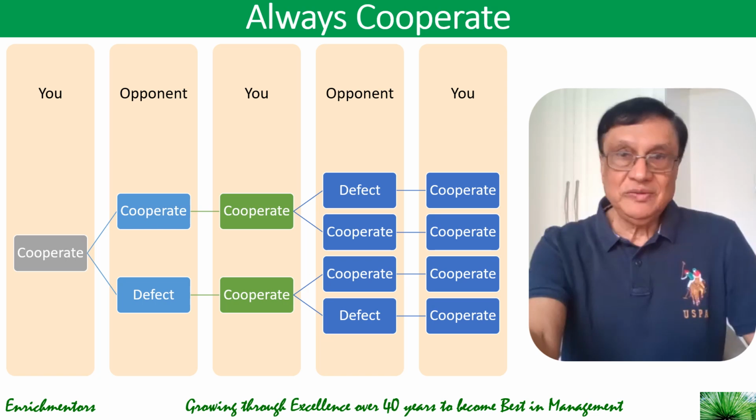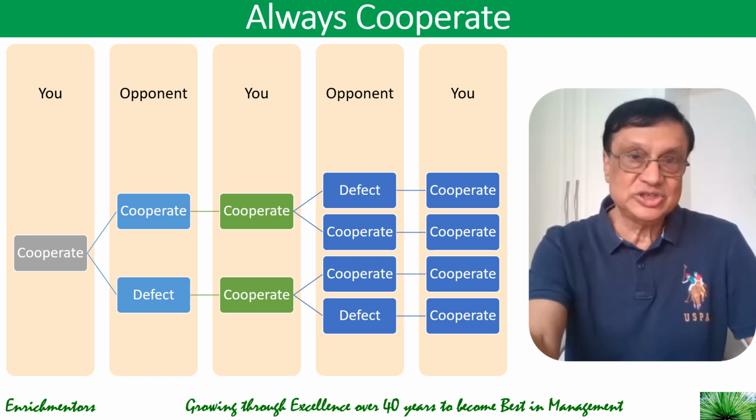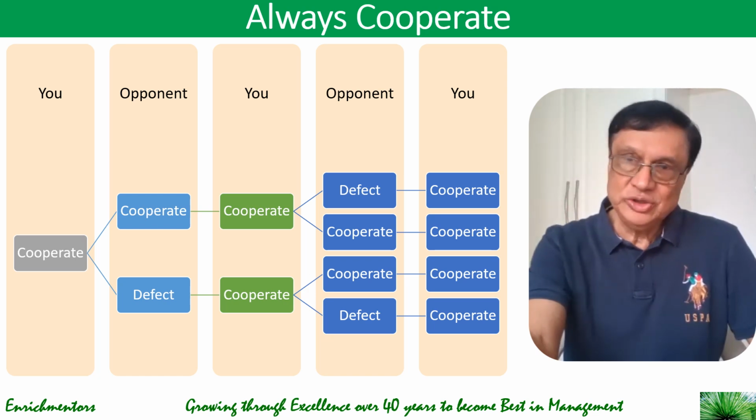The third one is always cooperate, in which you always choose to cooperate regardless of the opponent's move, and you never defect. It maintains trust, but it can be exploited by opponents who defect. And in this you will see it's a simple strategy. You cooperate, opponent cooperates or defects, you continue to cooperate, and you continue to cooperate.